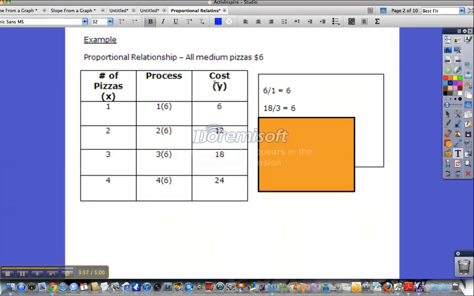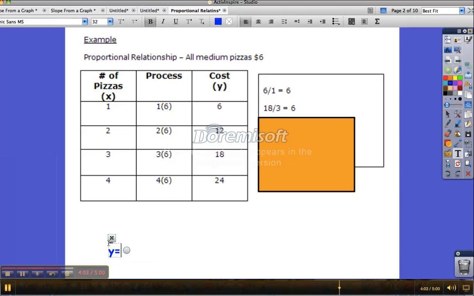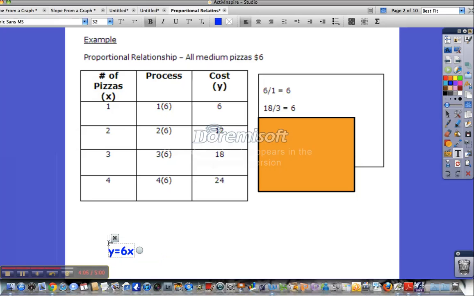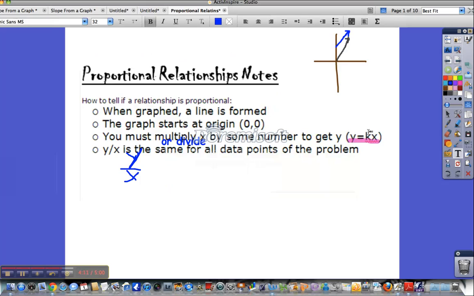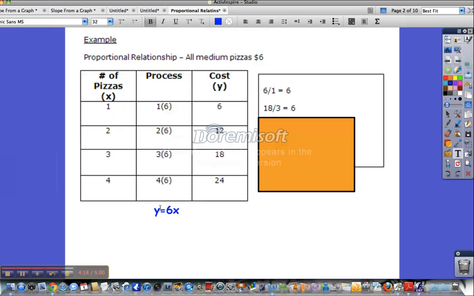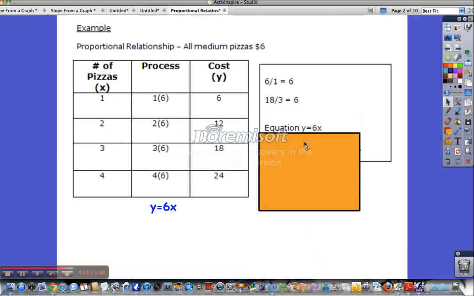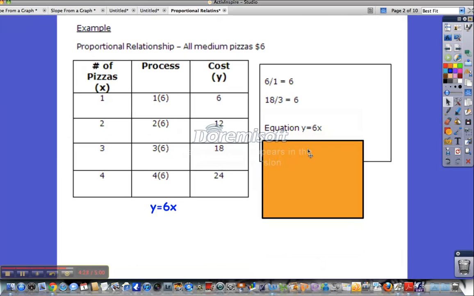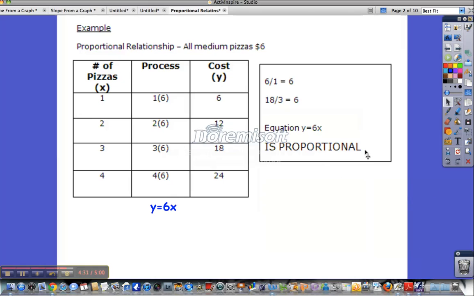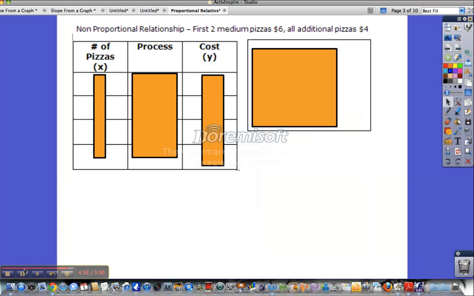Notice that my equation here would be y, the cost, equals 6 times x, the number of pizzas. So if we look at the way the equation is supposed to be written, it's supposed to be in the form y equals kx. And here we could write that as y equals 6 times x. So we just plugged in a number for k, any value that we're multiplying by. Our constant ratio is staying the same. Our equation, y equals 6x, matches that. And so this is a proportional relationship. Awesome. Let's look at another example.